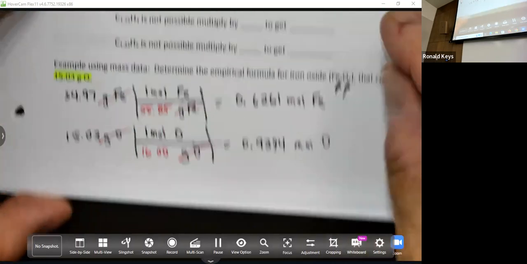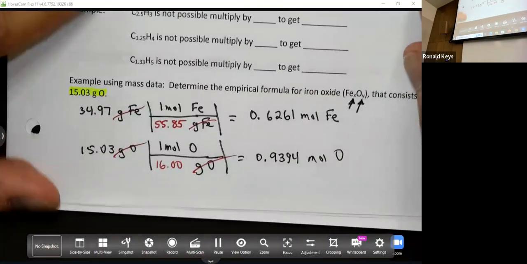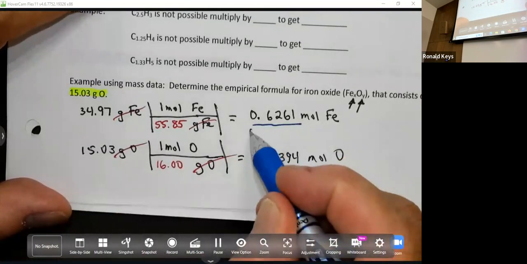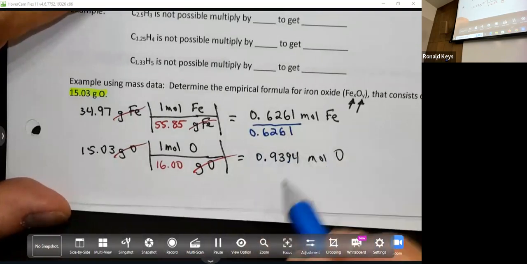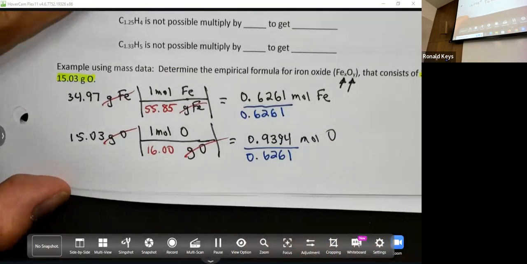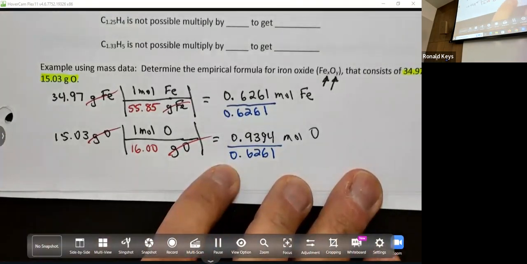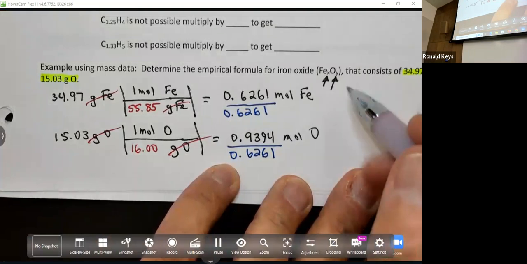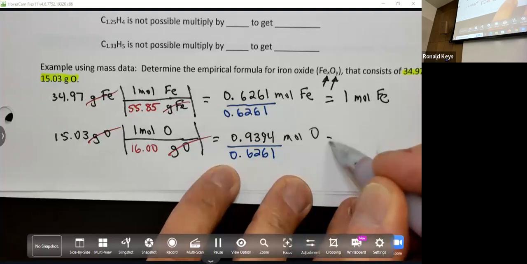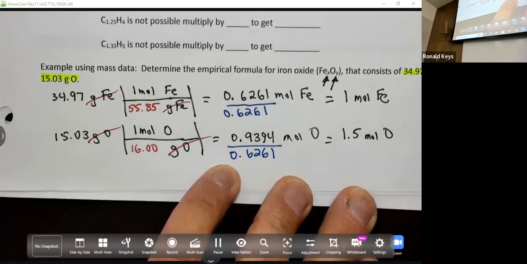Step three, divide all moles by the smallest moles, or the smallest mole, I should say. And the smallest one here, I grab a different color pen, I just like to do that, is 0.6261. If we do this, we end up with one mole of Fe and 1.5 moles of oxygen.